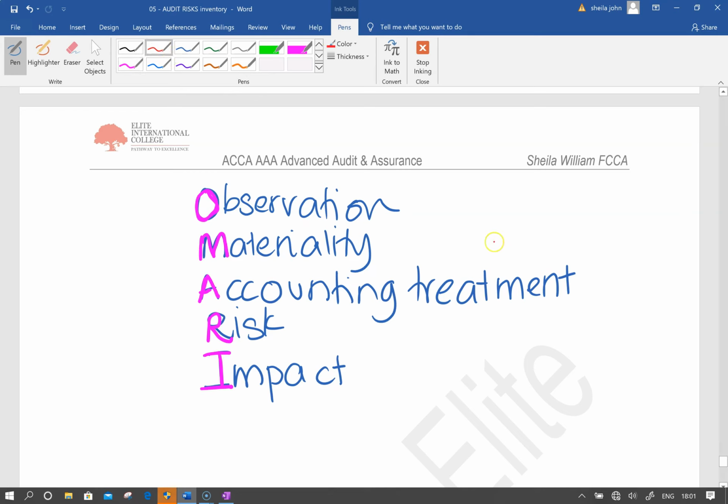Taking into consideration, materiality is 1 mark, accounting treatment would be 1 mark, the risk would be 1 mark, and the impact would be 1 mark. All right, so we're done with that.